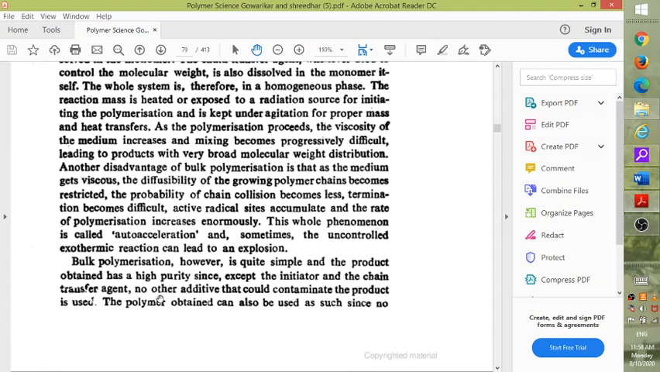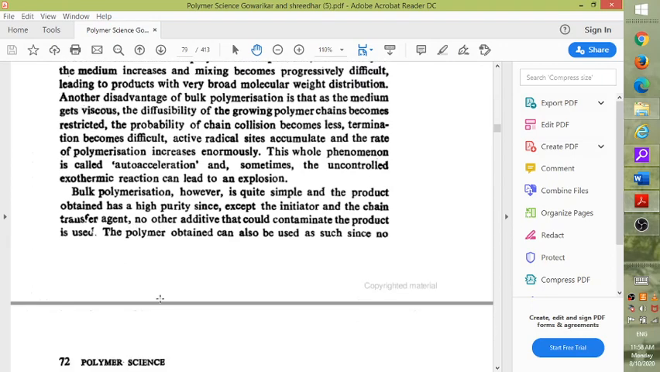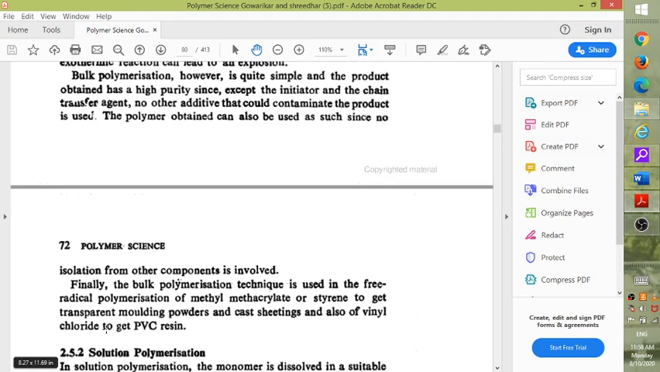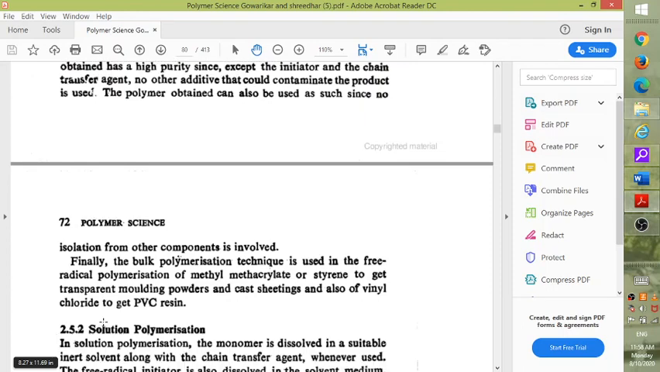The polymer obtained can also be used as such, since no isolation from the component is involved. Therefore whenever you get the product, you simply start using it, because you don't have to separate the components which are not required, as no additive was added.